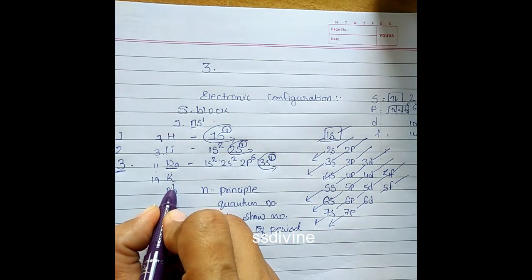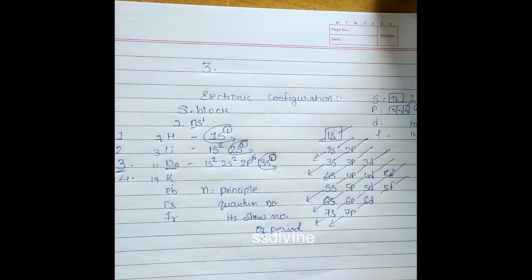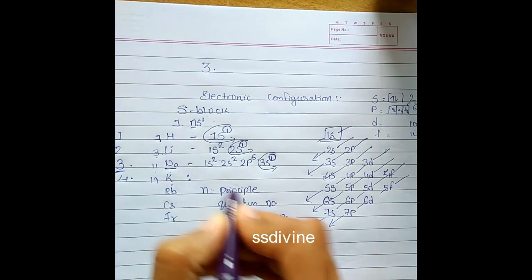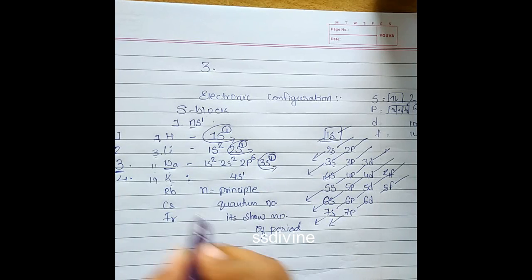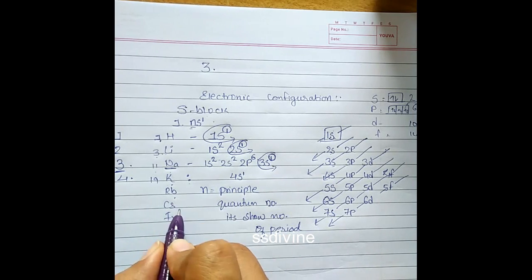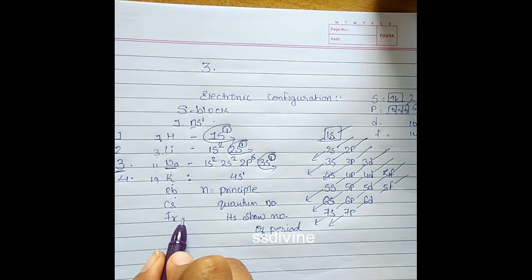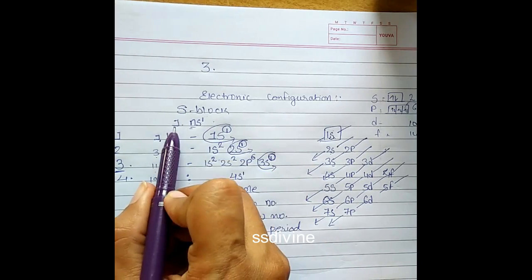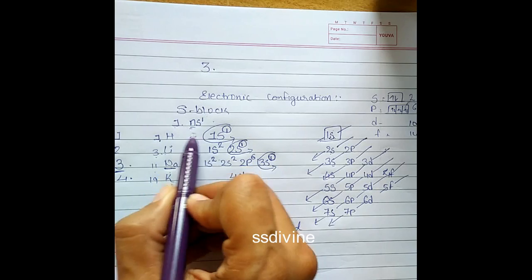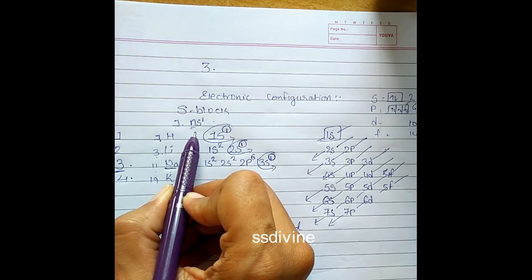If I am talking about potassium, potassium is belonging to fourth period. So the electronic configuration of potassium will be 4s1. Same for rubidium, 5s1, cesium, 6s1, francium, 7s1. So in s block, group 1 is having electronic configuration ns1.